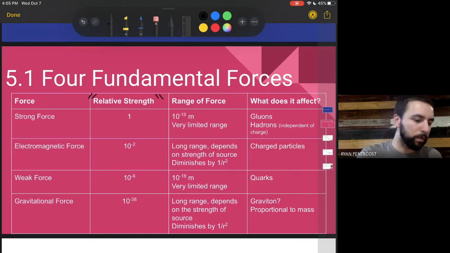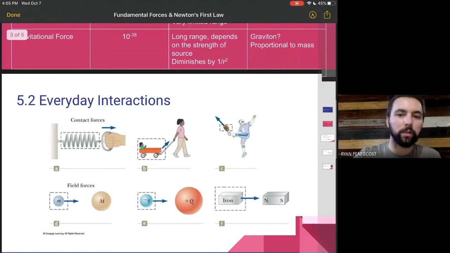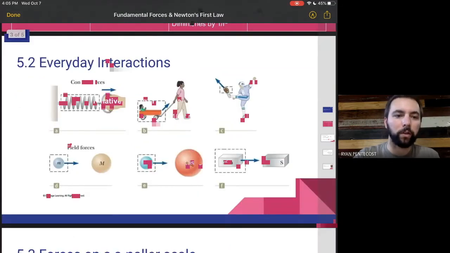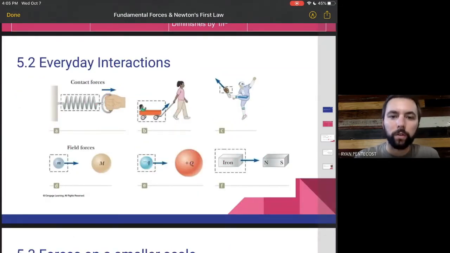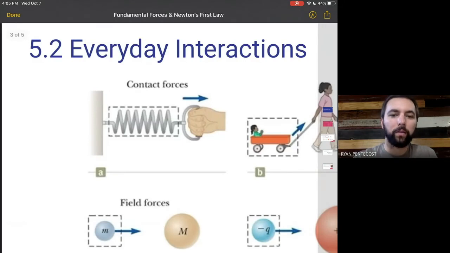Now let's keep on moving. What do we have next? Everyday interactions. Let's look at these everyday interactions and the kinds of forces happening here. First we have letter A, someone pulling a spring. This would be caused by electromagnetism, believe it or not.